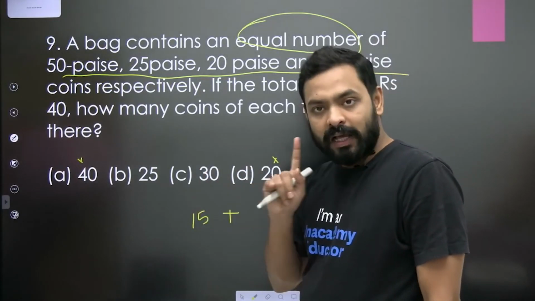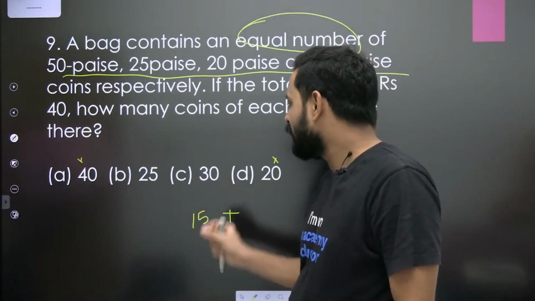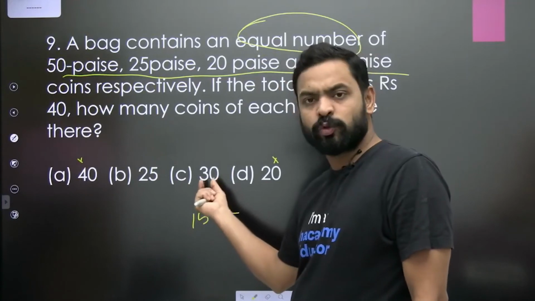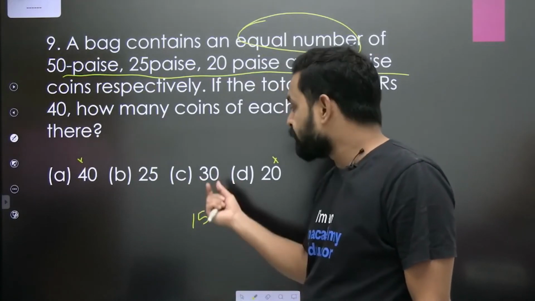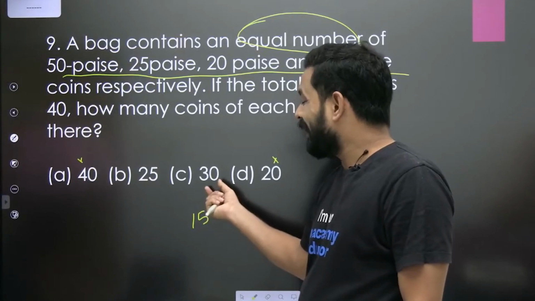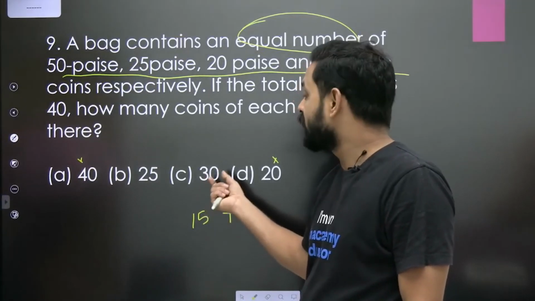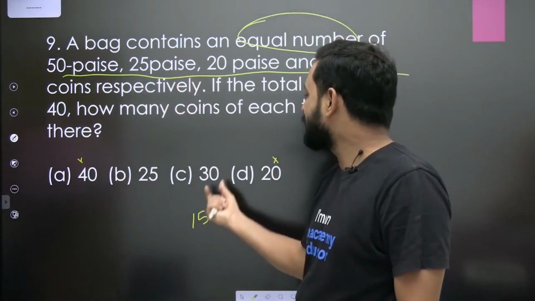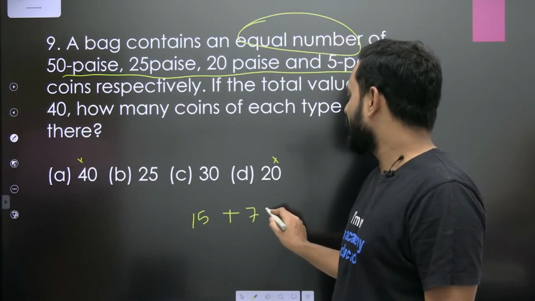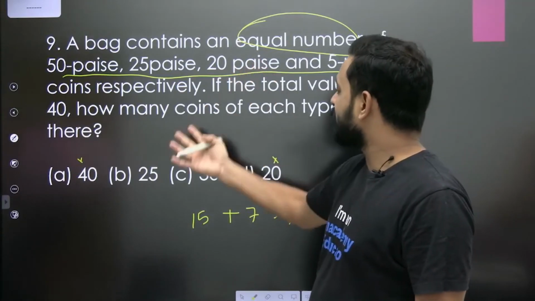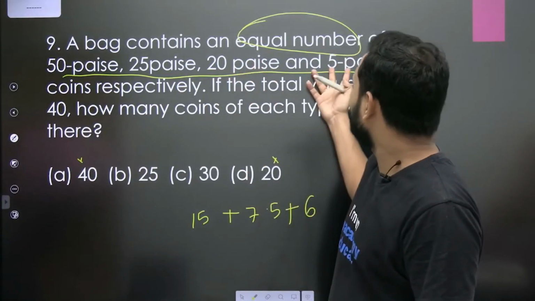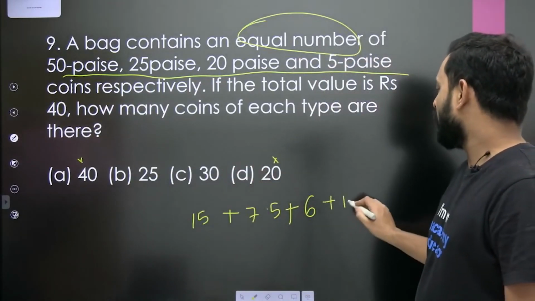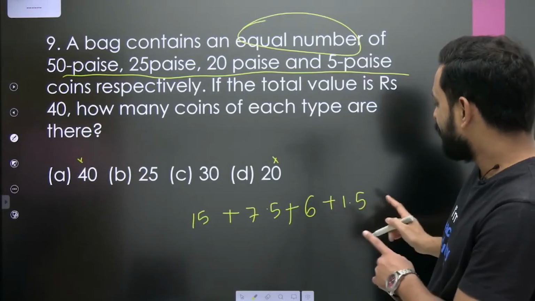Why am I doing this? I'll explain it. Don't worry. Why am I not starting with 40 or 20? I'm starting with the mid values. 30 seems to be an easier value. So let me take up 30. 50 paise 30 coins, that means 15 rupees. And 25 paise 30 coins, that means 7.5 rupees. And then 20 paise 30 coins, that means 6 rupees. And 5 paise 30 coins, that means 1.5 rupees, right?